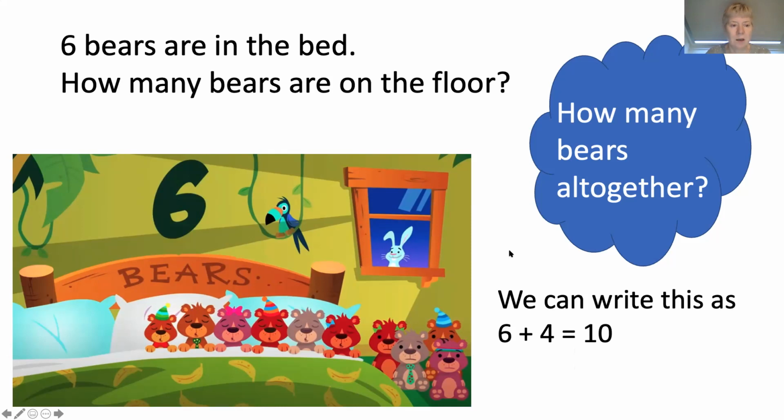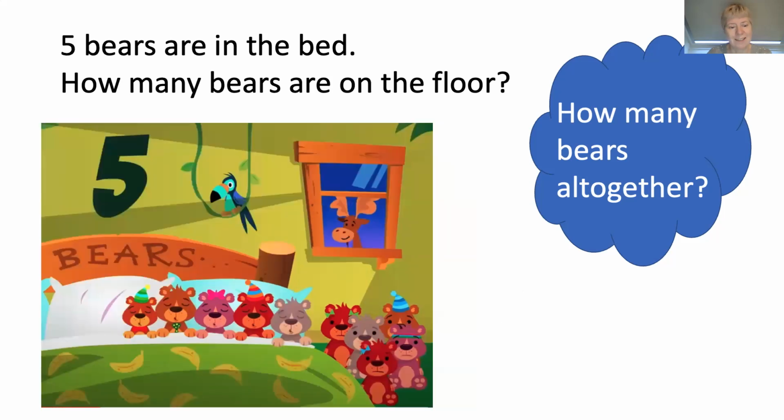Okay, you ready? How many bears are going to be in the bed on the next slide? If they all roll over and one falls out, how many will be in the bed? Shall we see if you're right? 5 bears are in the bed. Well done. And how many bears are on the floor? 5 bears are on the floor. That's good. How many bears altogether? You're right, there are 10 bears altogether.